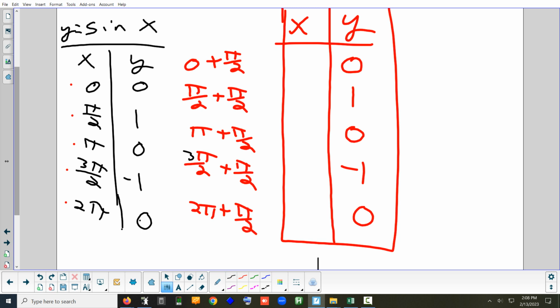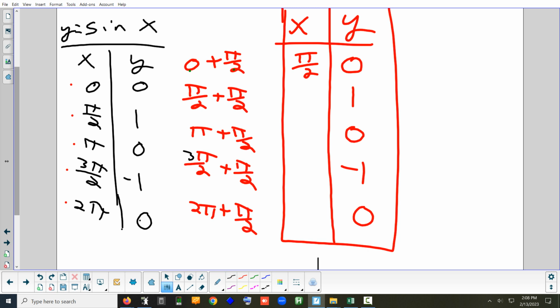No decimals. So really, the calculator's not going to help at all. We want to keep everything here as an answer with pi. So the first one, that's probably the most straightforward one. What's 0 plus pi over 2? Pi over 2. That's your first one. The second one, pi over 2 plus pi over 2.